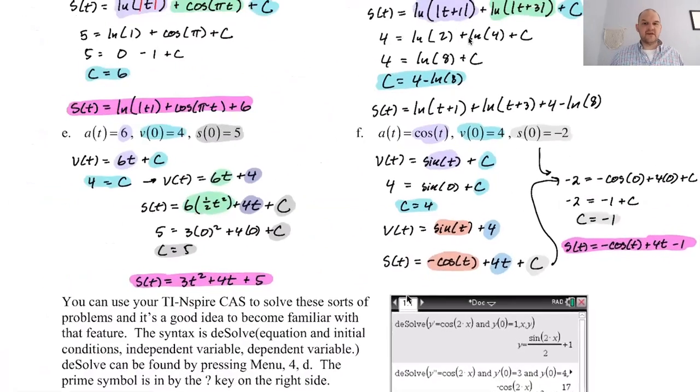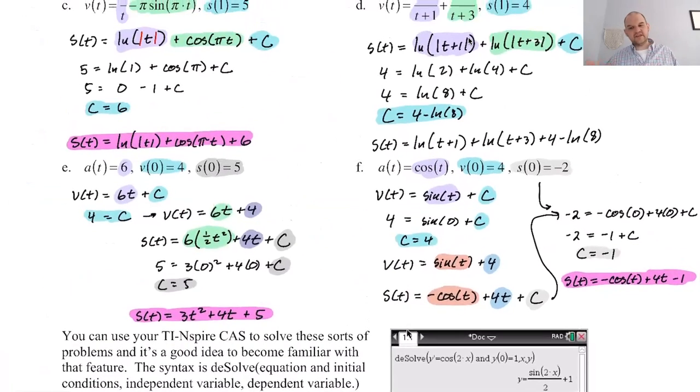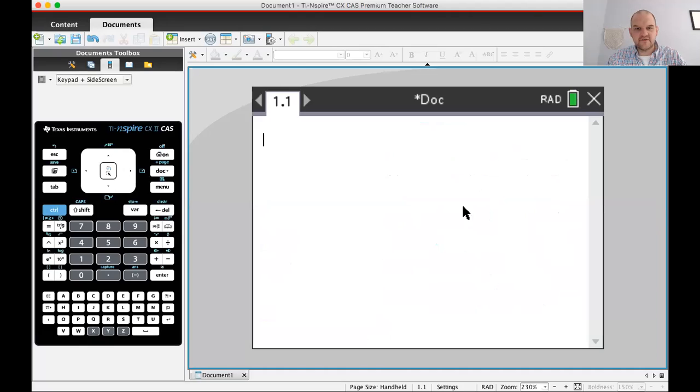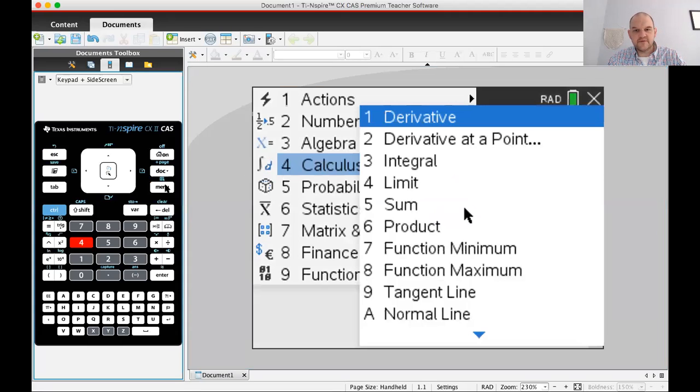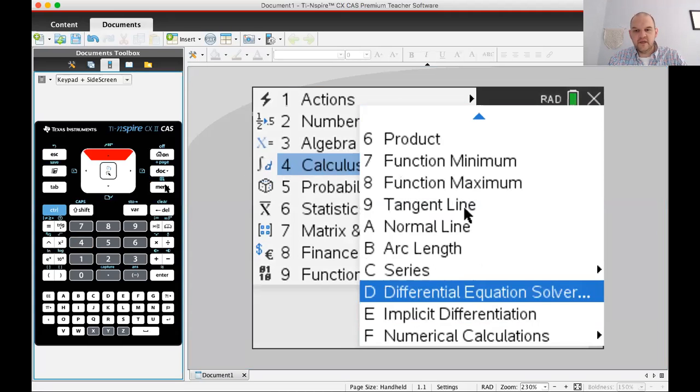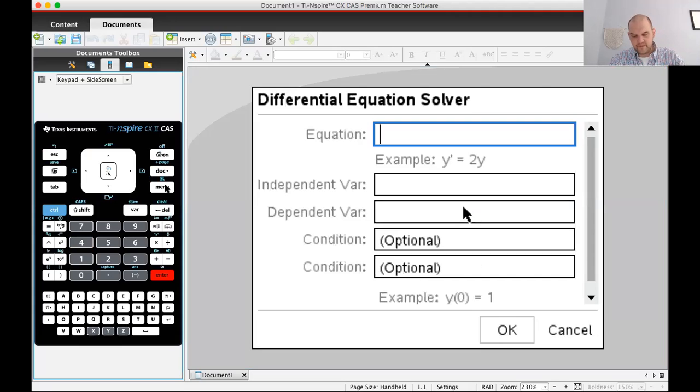Now the question is, can the calculator help us with this? And the answer is definitely. So I'm going to switch over to the calculator. Sometimes this doesn't work. It's very depressing when it doesn't work. So let's see if it does. Hopefully you're seeing the calculator right now. So I'm going to press menu, option 4 for calculus, then up to D. So press up like 3 times. Differential equation solver.